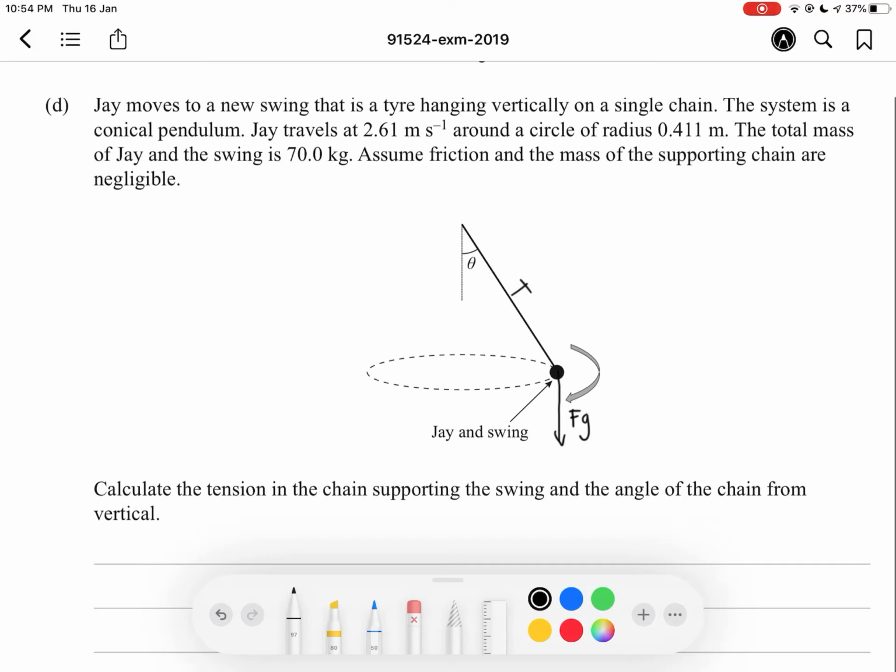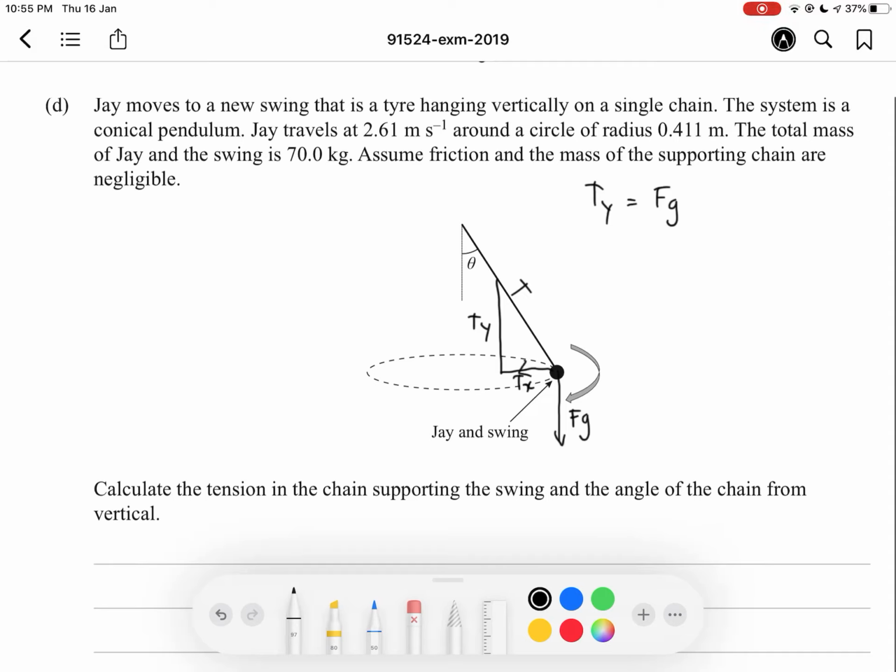When the tire and J move around in a horizontal circle, the vertical height isn't changing, and that means the force of gravity is equally balanced out by the vertical component of the tension. If we draw this up, we'll say there is a Tx and a Ty component of the tension. As you can see, in this case we have a horizontal circle, so the vertical height is not changing, and the force of gravity is equally balanced out by the Ty component. So the Ty component is equal to the force of gravity.